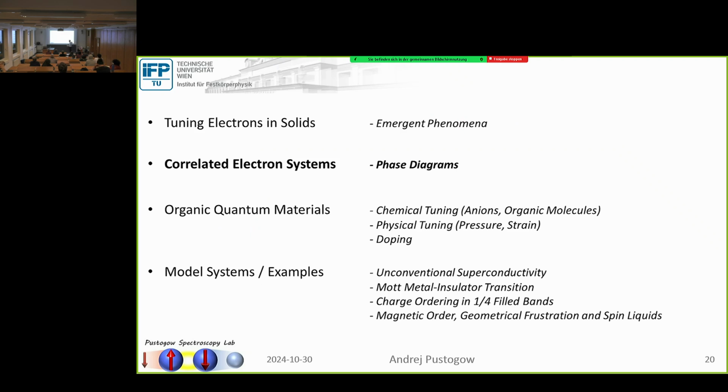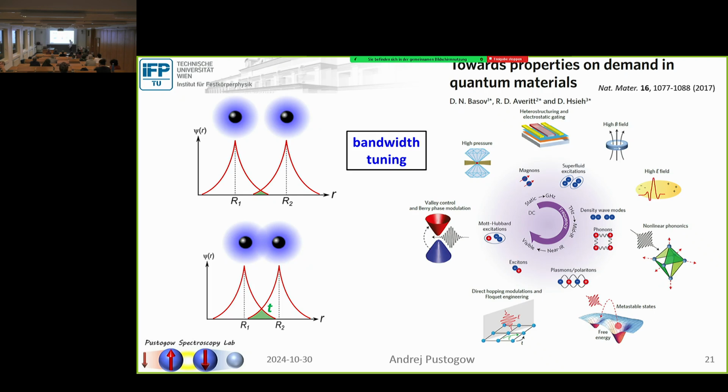Then, if we have strong correlations, we can have many interesting phenomena. And of course, the idea is that we would like to tune these interesting phenomena and apply them in some way in reality to some quantum computers, etc. So the idea is now, how can we tune them? And I will focus on this concept of bandwidth tuning, which is primarily dependent on the distance between atomic sites.